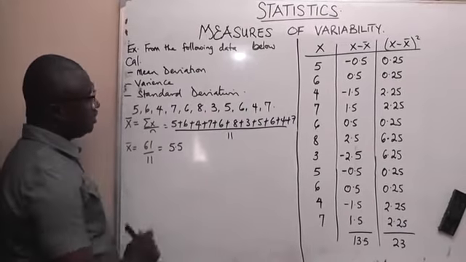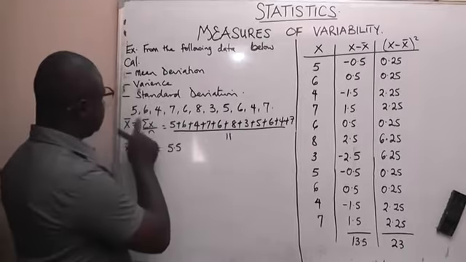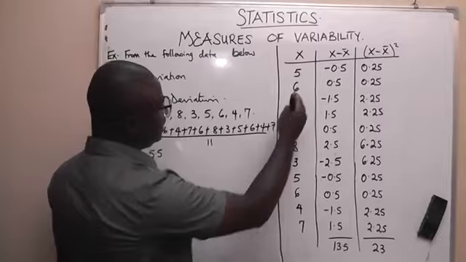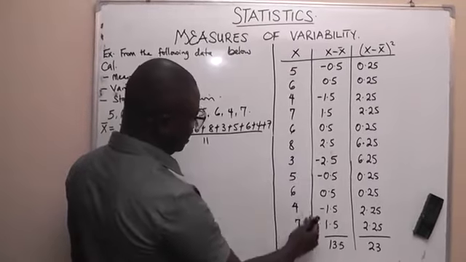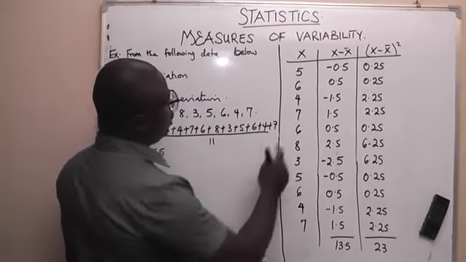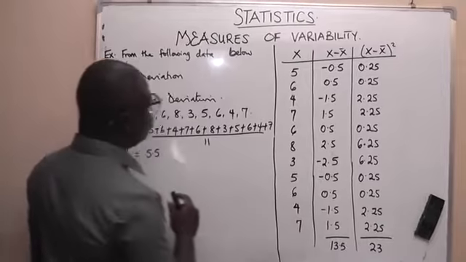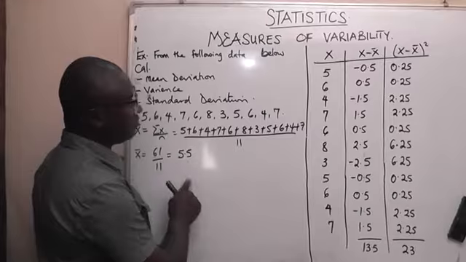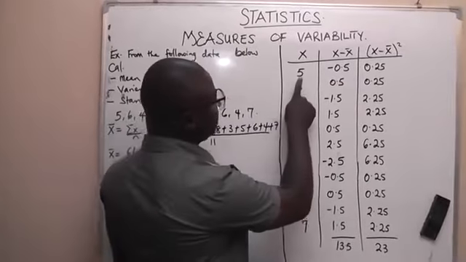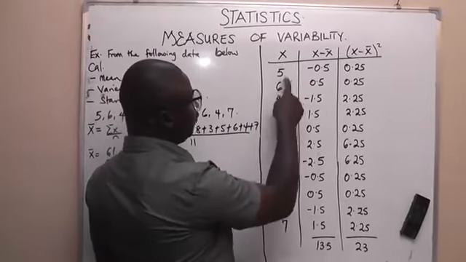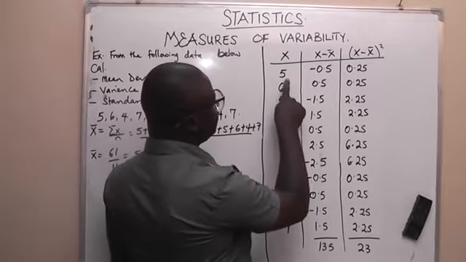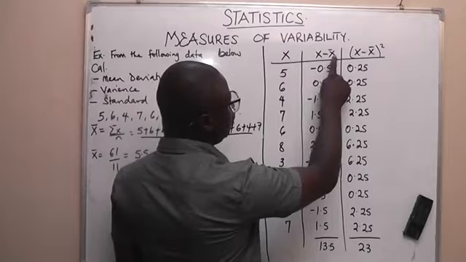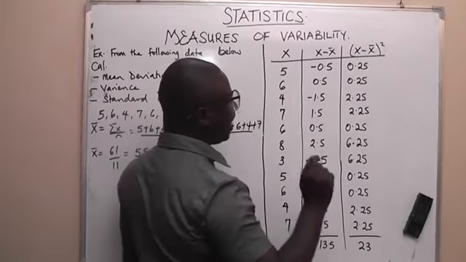Now, after you've done this, you bring out these same data again, these your values, and place them vertically. Your mean is 5.5. So for this first x, which is your value, x minus your mean. Our mean was 5.5.